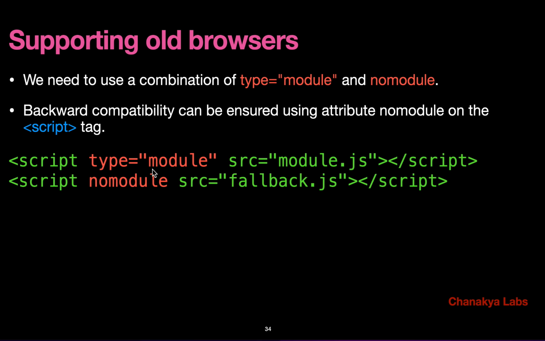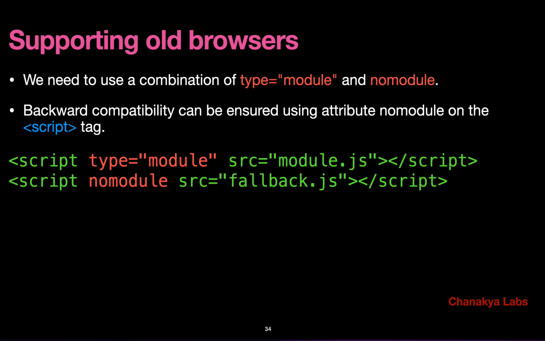Because let's say 10 years ago, when ES6 was not there, type module was not invented. If type module was not invented, then at that point of time, for an earlier 10-year-old or 8-year-old browser, type module will be considered invalid, and that's why those browsers will not run this first piece of code. That is the first thing.